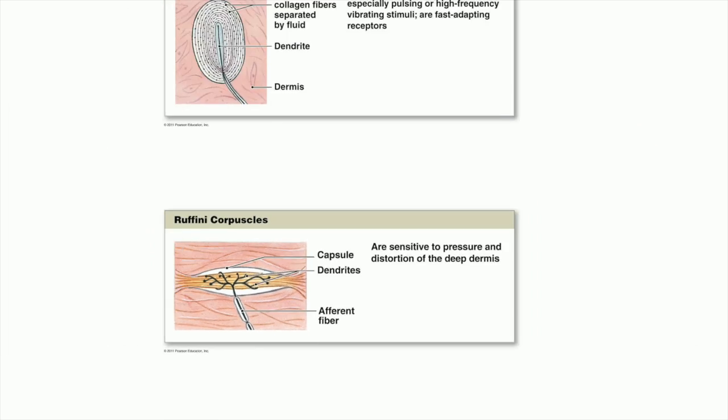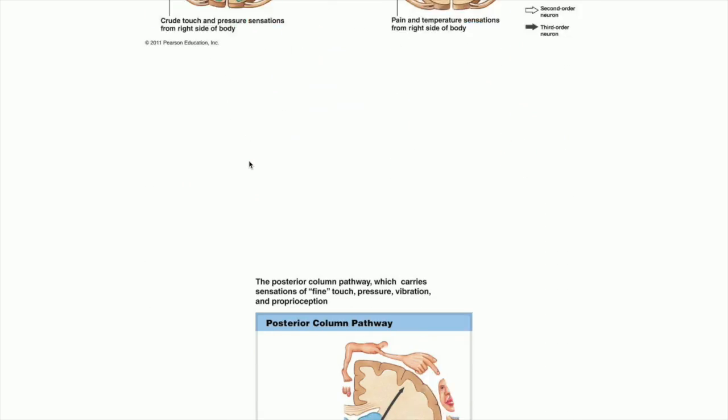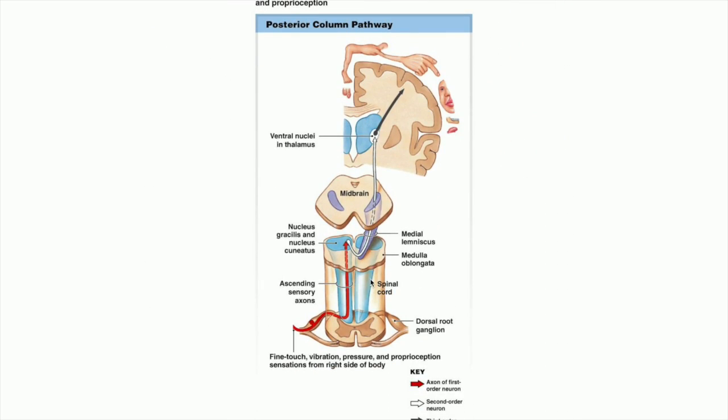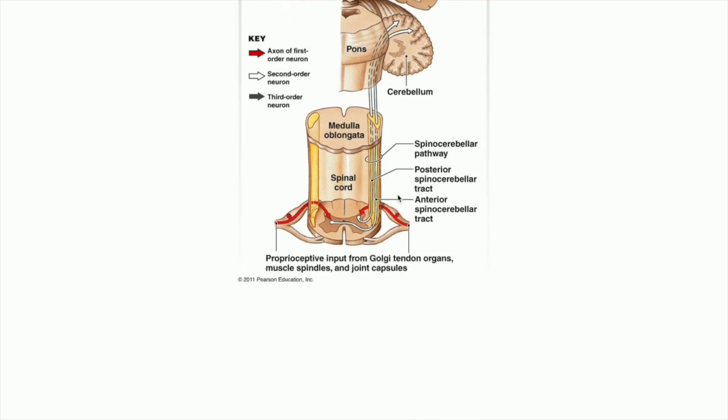And there are several different pathways, and you don't need to memorize these pathways, but just be aware. This is the spinothalamic pathway, which goes from the spinal cord to the thalamus. It is bringing sensory information to the brain. There's also the posterior column pathway, which goes along the posterior column of the spinal cord. And then there's the spinocerebellar pathway, which is bringing information from proprioceptors from the spinal cord to the cerebellum. These are all carrying sensory information to the brain.